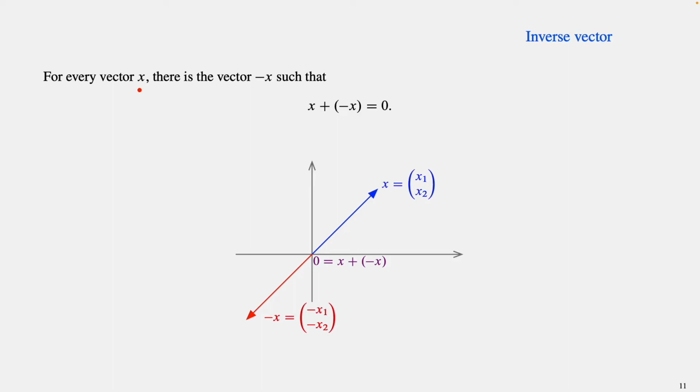Now for every vector x, we have a vector -x, which is just its reflection about the origin. So this means if we add x to -x, we get the null vector, the origin. And it's pretty obvious how that is viewed geometrically. If this is x, then -x is simply the vector with the negative coefficients, the one that is obtained by flipping x about the origin.